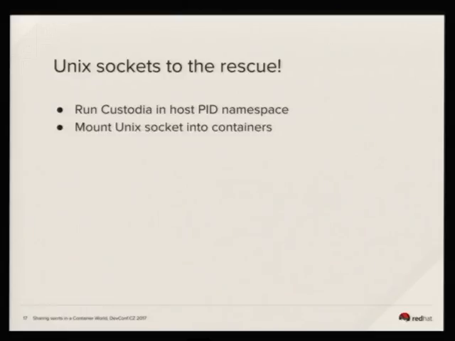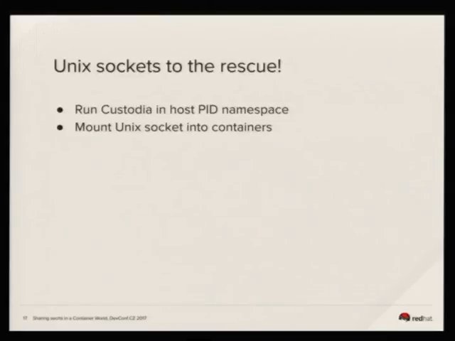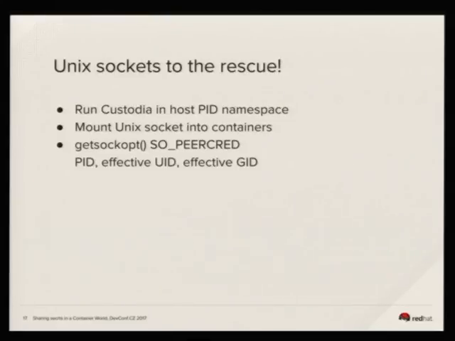And this Unix socket then is bind mounted into the container. For example, just before, go back, this /var/run/custodia.sock, that's the Unix socket device file. It's a file-based Unix socket. So then we use a feature called getsockopt with the option SO_PEERCRED. That gives us the PID, the effective user ID, and the effective group ID of the process that just did the HTTP request. And that's guaranteed by the kernel, so you can't do something bad with it.